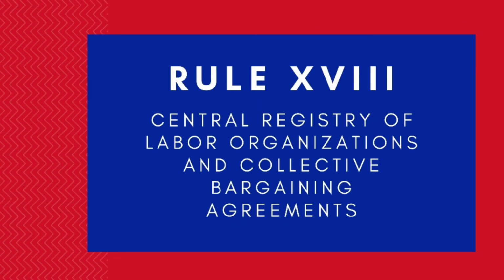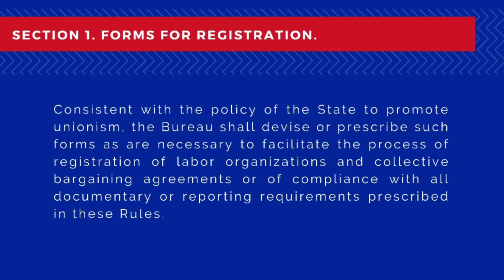Rule 18. Central Registry of Labor Organizations and Collective Bargaining Agreements. Section 1. Forms for registration. Consistent with the policy of the state to promote unionism, the Bureau shall devise or prescribe such forms as are necessary to facilitate the process of registration of labor organizations and collective bargaining agreements, or of compliance with all documentary or reporting requirements prescribed in these rules.